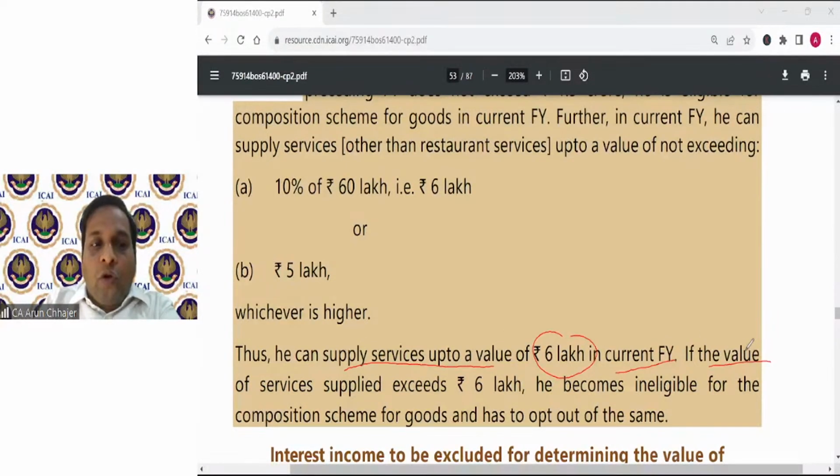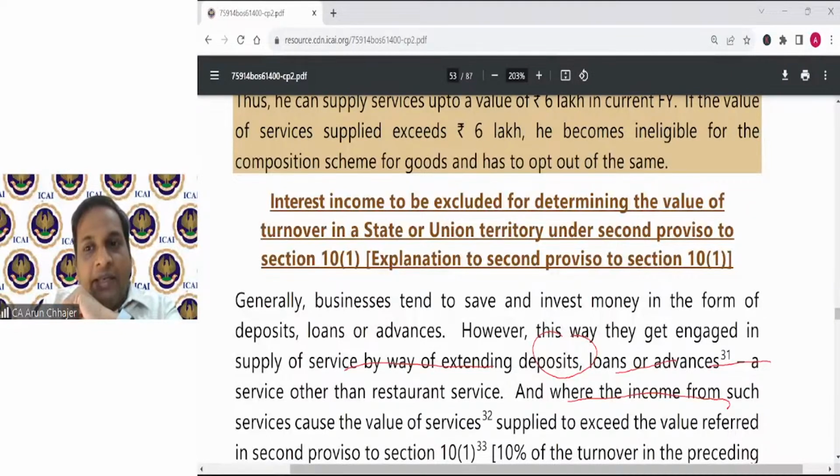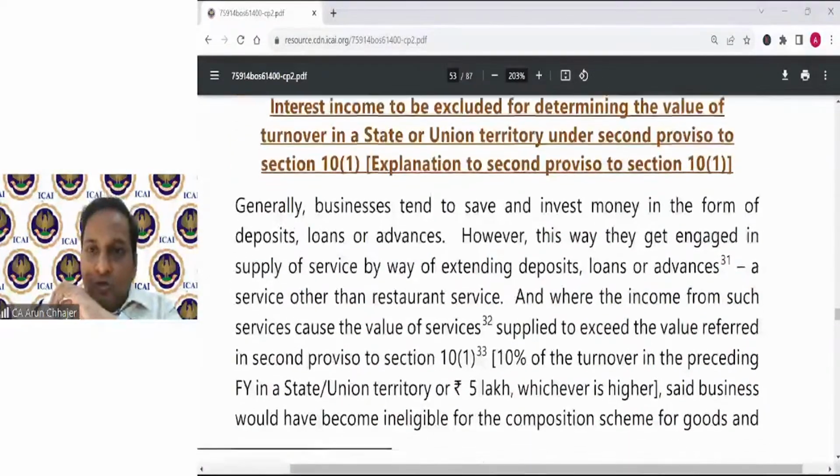If the value of the service supplied exceeds 6 lakhs, he becomes ineligible from composition of the goods. He has to go for either the service category or a regular scheme, depending upon the turnover. Interest income to be excluded for determining the value of the turnover in the second proviso, explanation to second proviso to section 10 subsection 1.